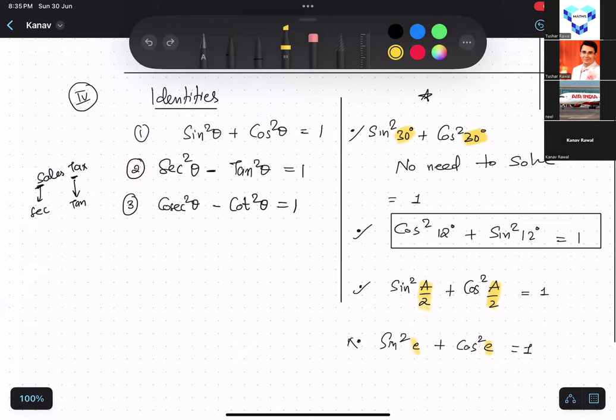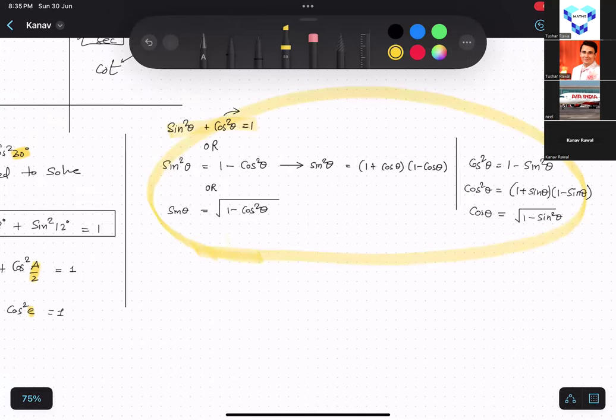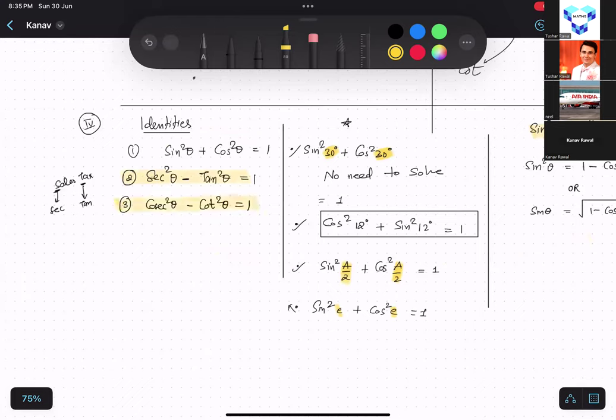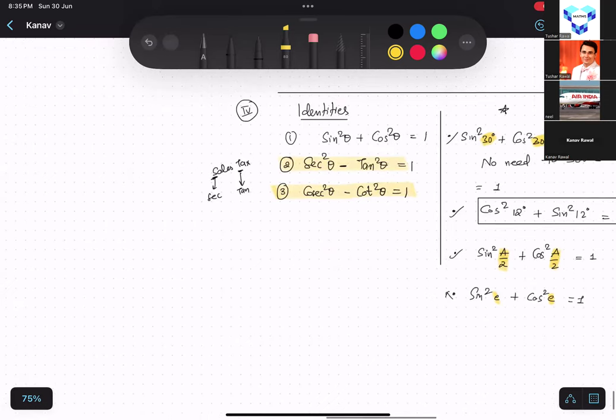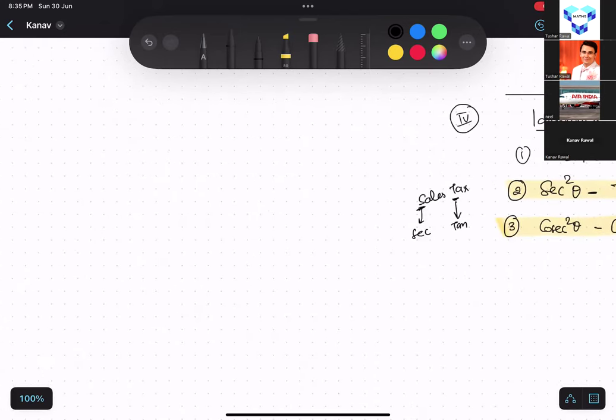Now, I am not going to write all of this, what I have just written over here, for the other two identities. If you want, you can do it for yourself. You can keep shifting one thing to the other. Is the thing clear? Okay, I'll do one, then I will not do the rest. Let me do sec square theta minus tan square theta equals to 1. One possibility is I'll shift tan to the other side, so sec square theta equals to 1 plus tan square theta. Is that thing clear? Yeah.